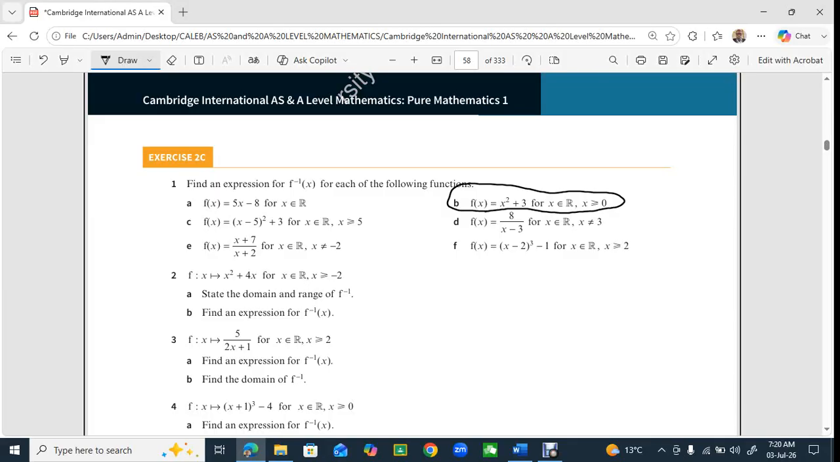Now, the domain here is 0 because the values of x is given as x is greater or equals to 0. So in this case, the domain here is 0. How do you get the range? Who can work out for us the range?